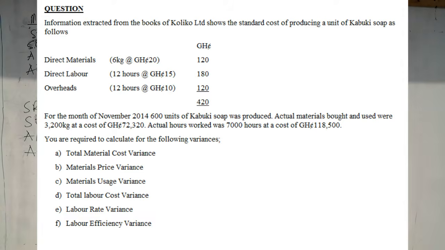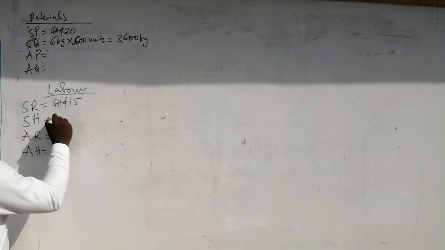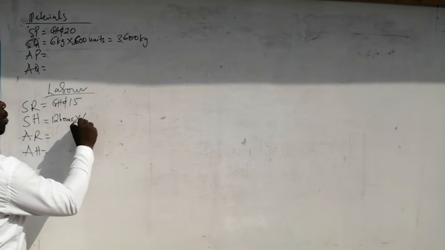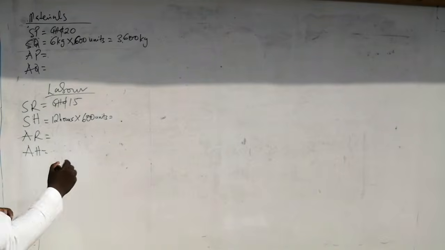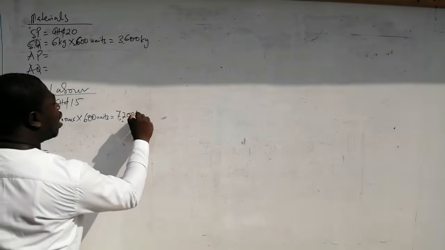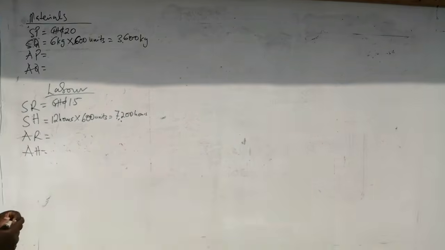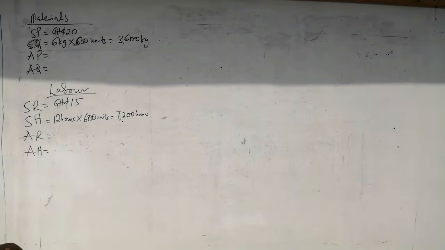And then we move to the labor. We are told that we need 12 hours per unit for the labor. And so 12 hours for each unit. If 600 units were produced, then we need to multiply these 12 hours by the same 600 units. And so under labor, standard hours will be 12 hours multiplied by the same 600 units. 12 hours by 600. And that is going to give us 7,200 hours. And so that is how we arrive at the standard hours.